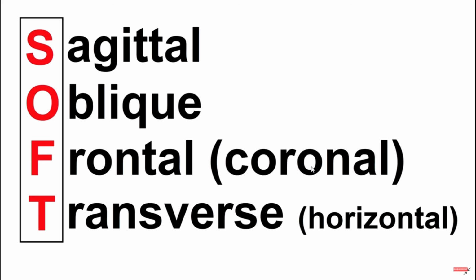This is the mnemonic. You can remember it as SOFT. S means sagittal, O means oblique, F means frontal or coronal, T means transverse or horizontal.